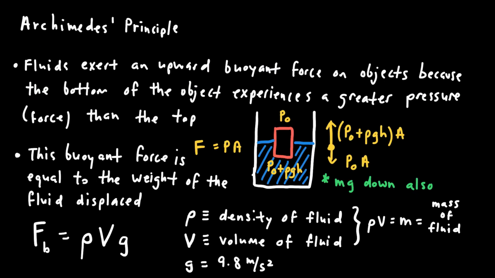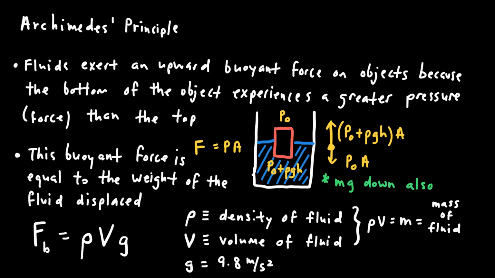Another topic we studied when we studied fluids was Archimedes' principle. Fluids exert an upward buoyant force on objects because when I place an object into a fluid, if it starts to get submerged into the fluid, then we know as the bottom of that object goes down into the fluid, it would be experiencing a greater pressure than the top. So in the picture that I've drawn, an object is partially submerged into a fluid. At the bottom of that object, the pressure would be the atmospheric pressure at the top plus the additional pressure due to the depth that the object has reached into the fluid. And at the top, it would just be the atmospheric pressure.